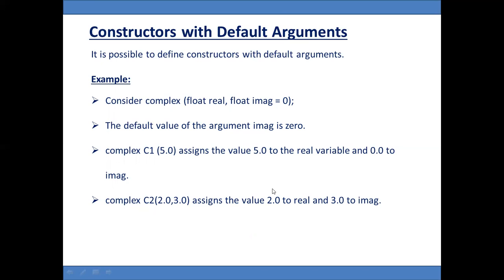Second example, complex is a constructor. C1 as an object, 5.0. Assign the value 5.0 to the real number, and next the image is 0. Okay. That example, complex C2 is an object. You have assigned two float numbers, 2 and 3. It means you have to assign the two values. The real value is 2.0 and the image value is 3.